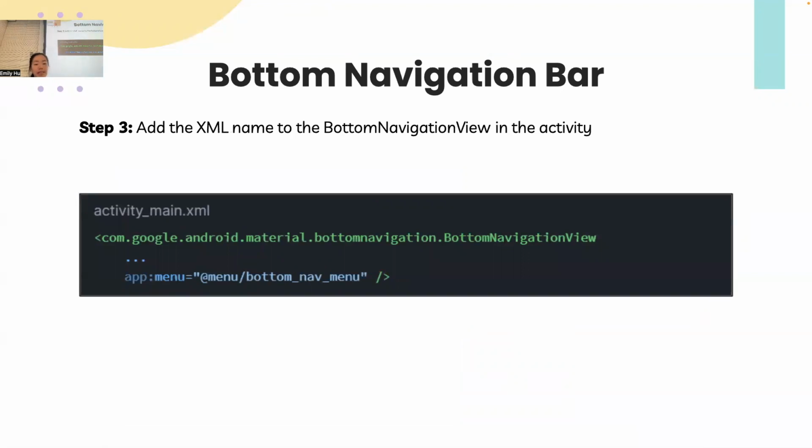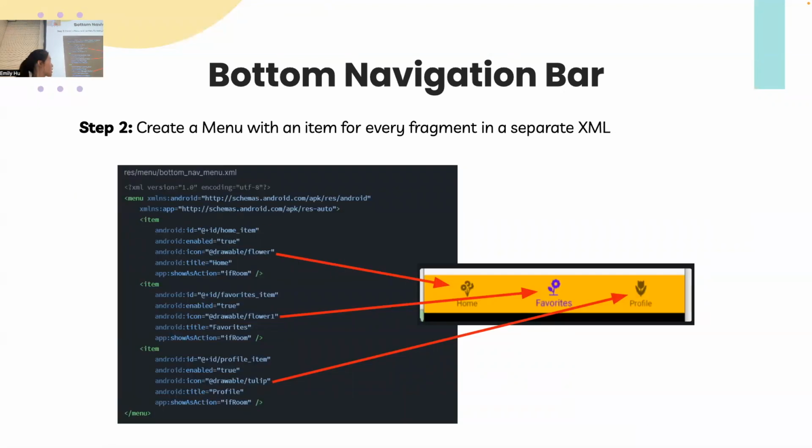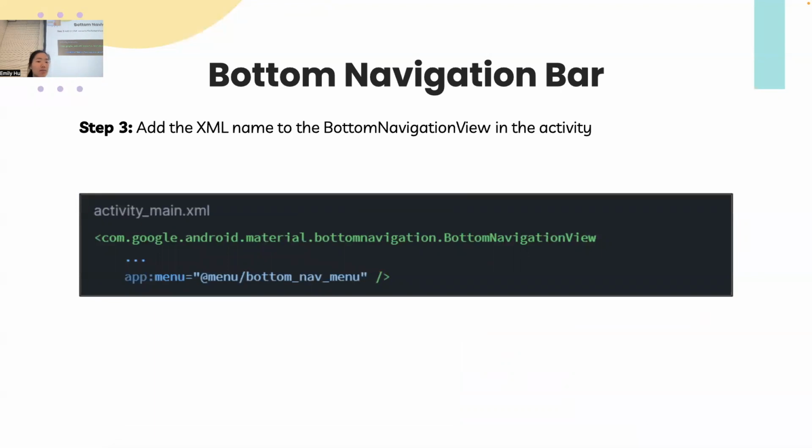And then what we want to do is, given the XML that we just created, we want to add that to the bottom navigation view that you created initially in the activity. This tells the activity that this is the XML that you want to be in the bottom navigation bar area. So then you'll be able to see all of your items show.